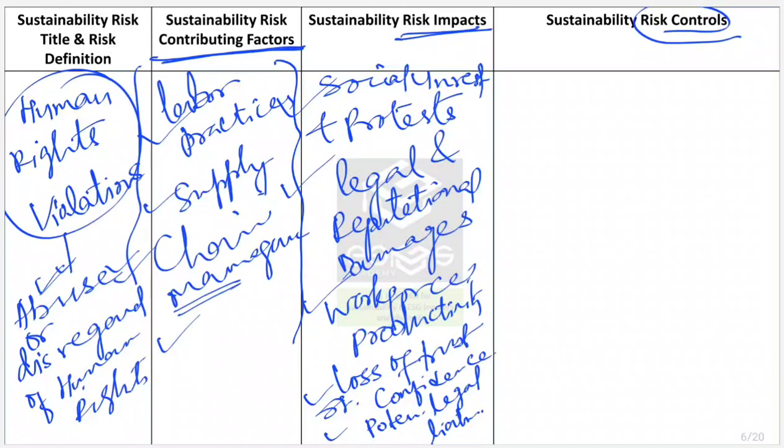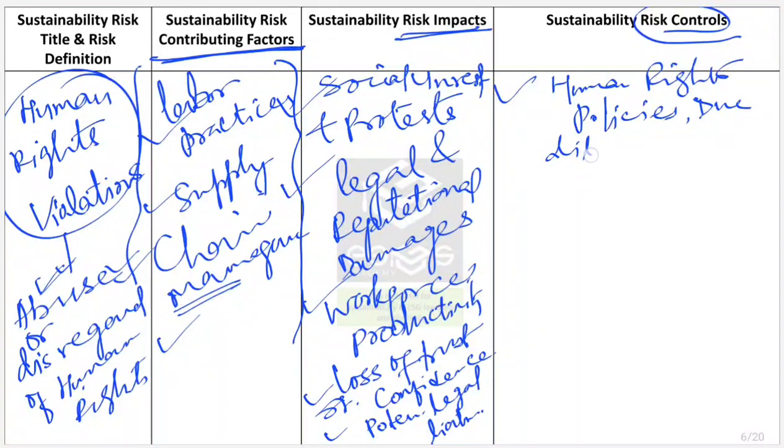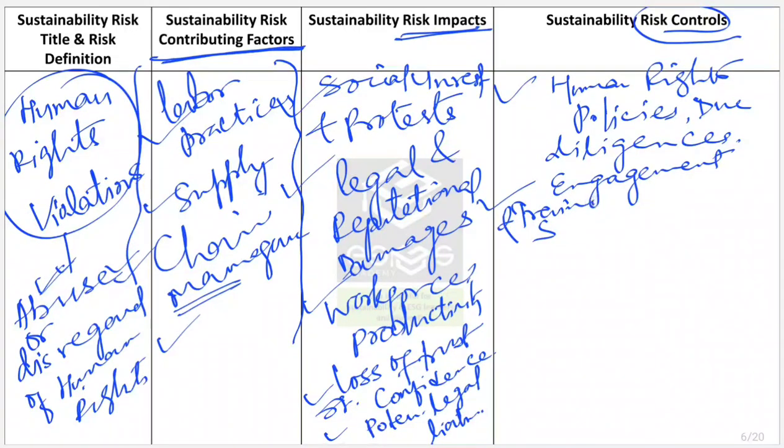Then what are the risk control measures for this risk that we have identified? Okay, we take examples like, first one is implementation of human rights policies, and also a very important subject, due diligence. Okay, and the next risk control example can be engagement and training of our suppliers. Supply chain, we have to engage in this. Training and awareness, training programs for suppliers on human rights.